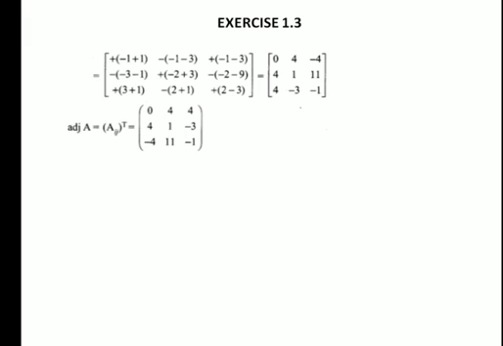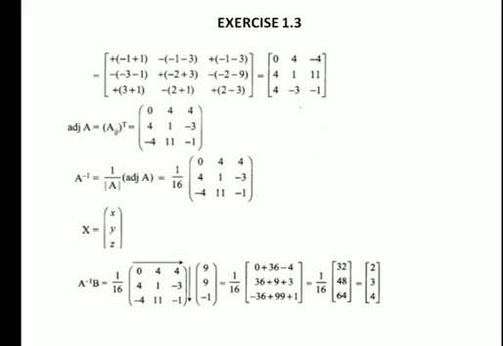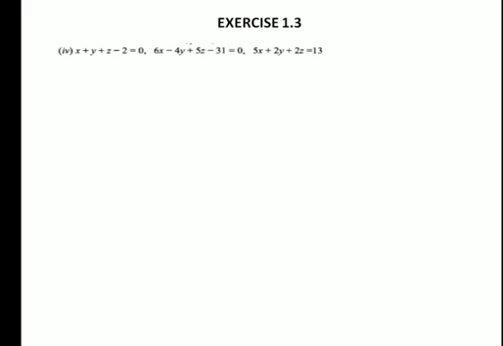After that, adjoint of A is the transpose, rows change to columns. You get this value. Then you find out the A inverse value. After that X equal to x, y, z. Then A inverse B, you substitute the value of A inverse and B. After that you simplify, you get 2, 3, 4. X value is 2, y value equal to 3, z value equal to 4.